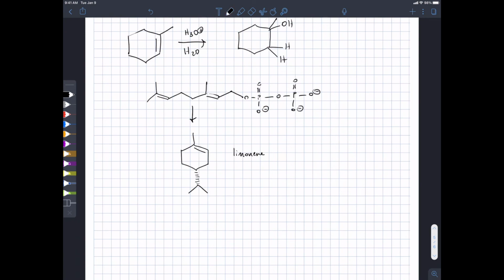It's called terpene chemistry. It's not in your book, but it will be in your notes, and it's kind of fun. So, fun to me, anyway.